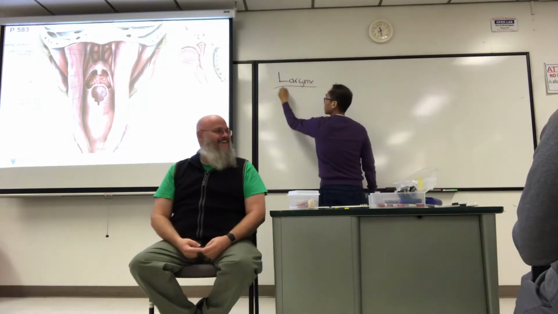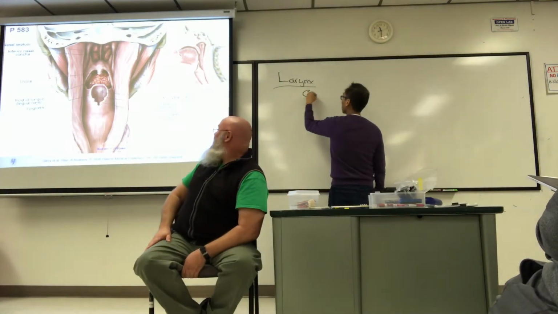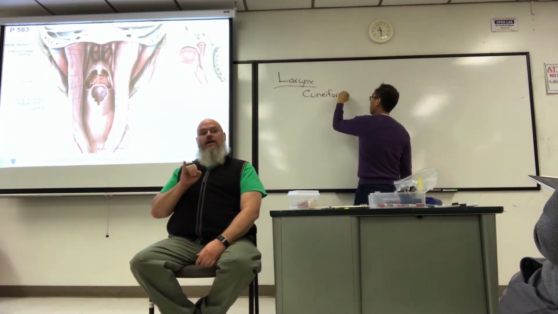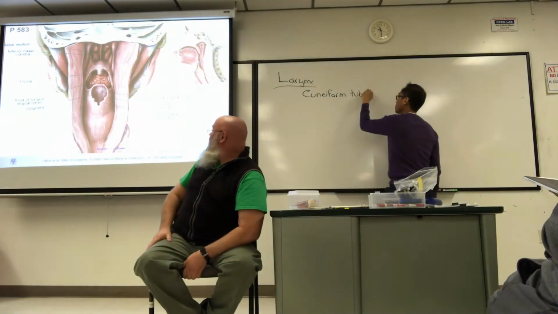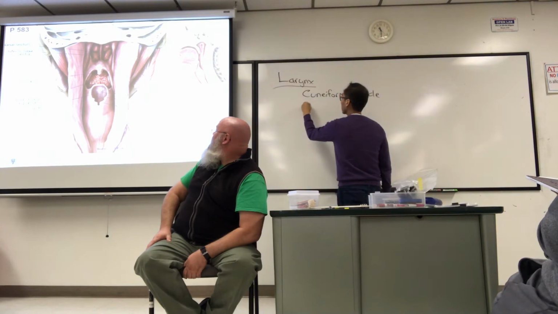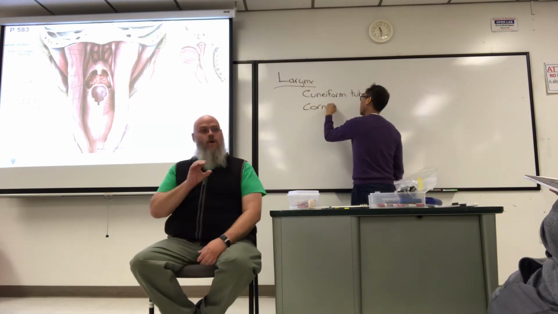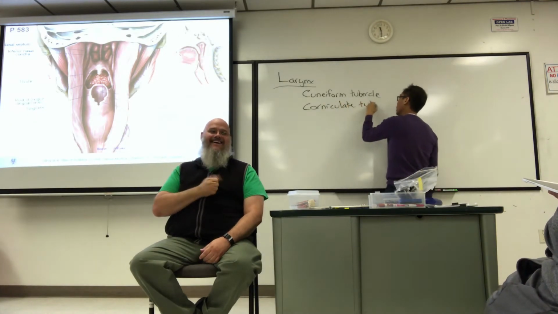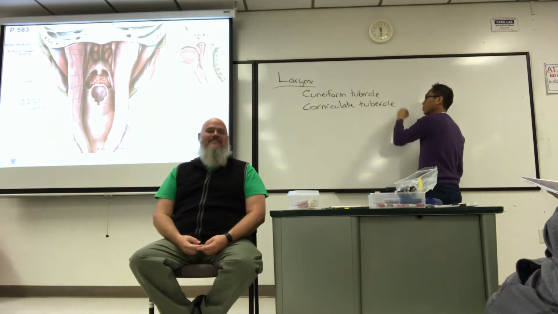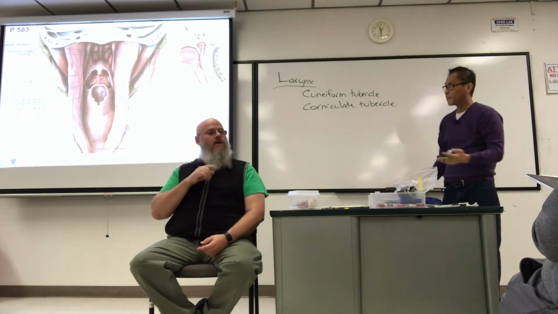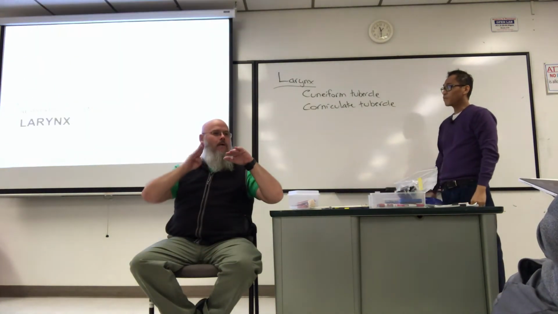Larynx: cuneiform tubercle, corniculate tubercle. They're just little bumps. Tubercle means bump, and we'll see more of them later.